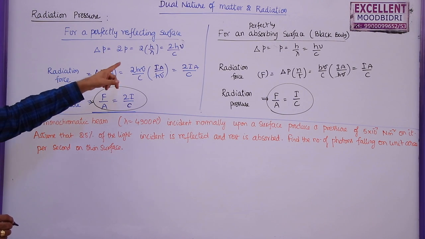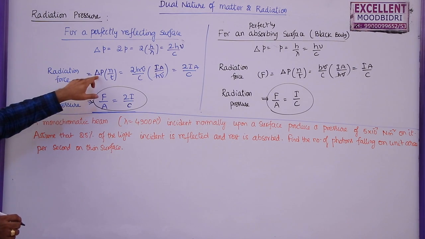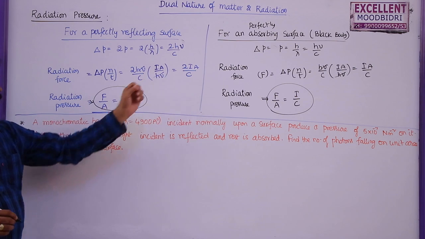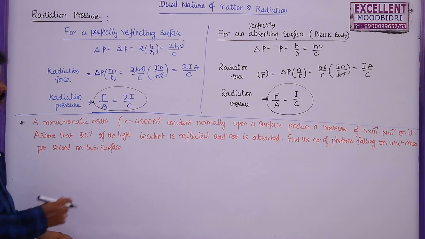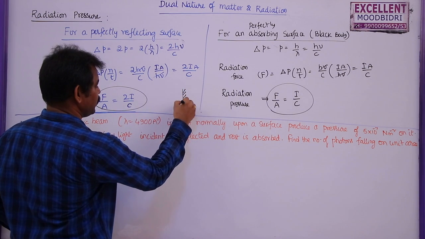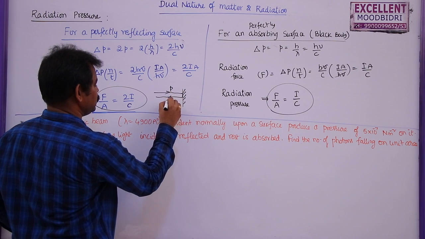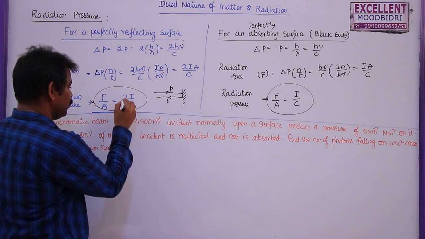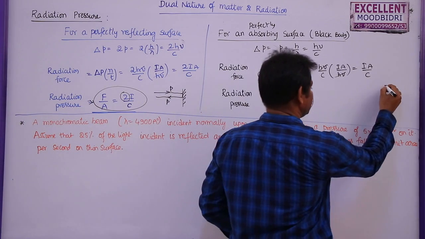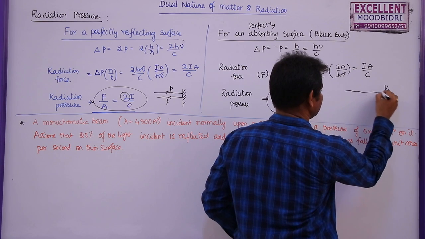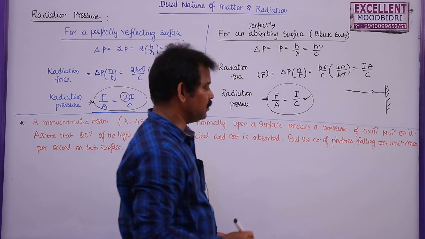For a perfectly reflecting surface, the change in momentum is this much. The radiation force, the change in momentum per unit time, is 2Ia by c, and the radiation pressure is given by F by A, which is 2I by c, if the entire radiation is reflected from the surface. If the entire energy is reflected, we write 2I by c. If 0% of the light is emerging, then the pressure will become I by c.